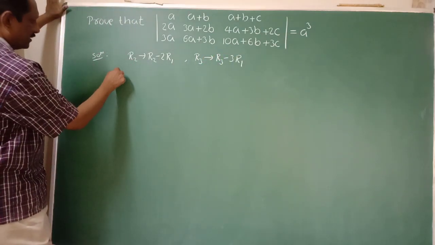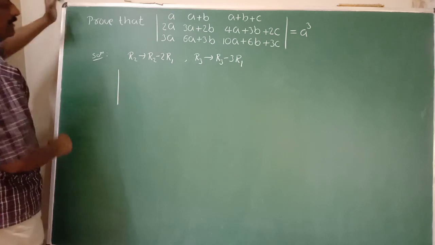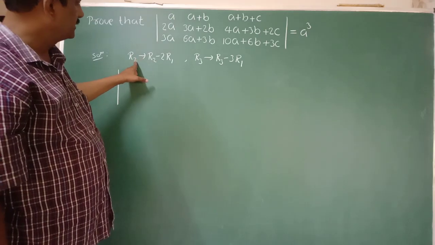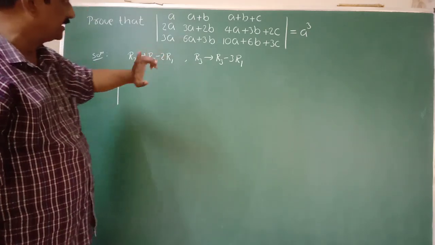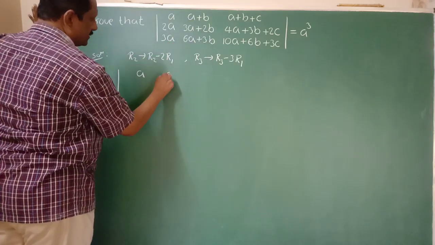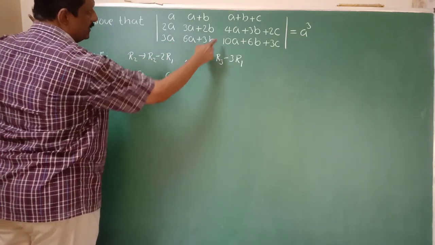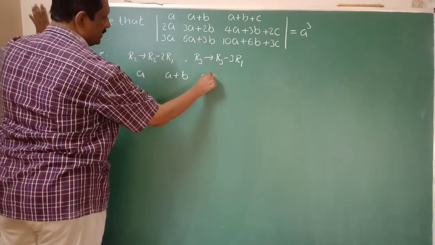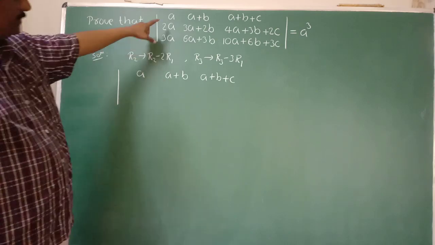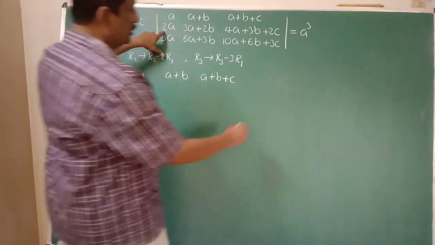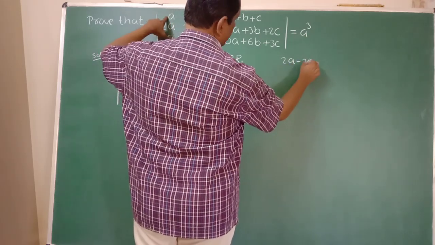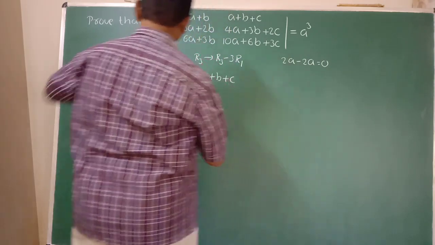Therefore in the determinant, R2 and R3 change. The first row remains the same, only the second and third rows change. First row, write as it is: a, a plus b, a plus b plus c. Then multiply by 2 and subtract: 2a minus 2a becomes 0. So write here 0.